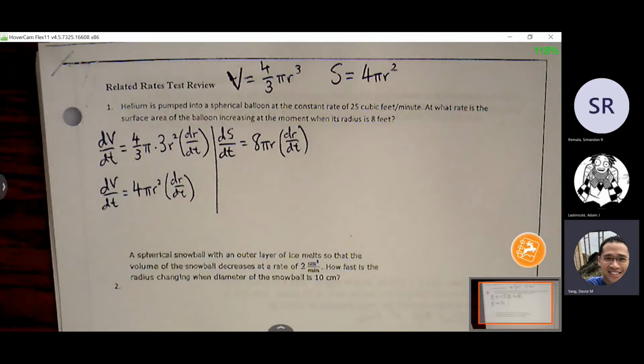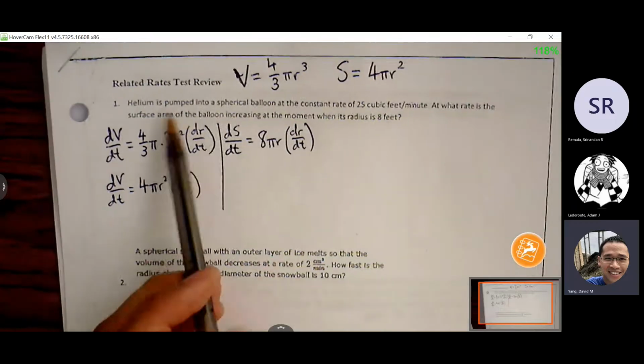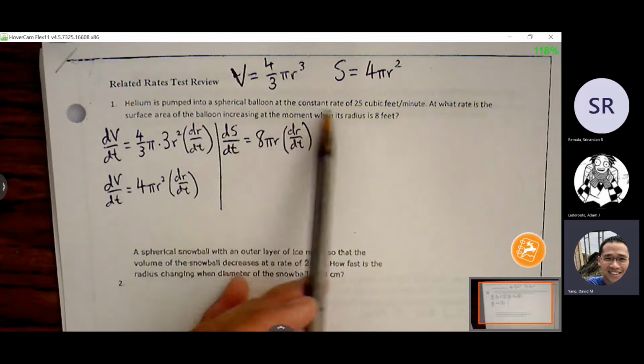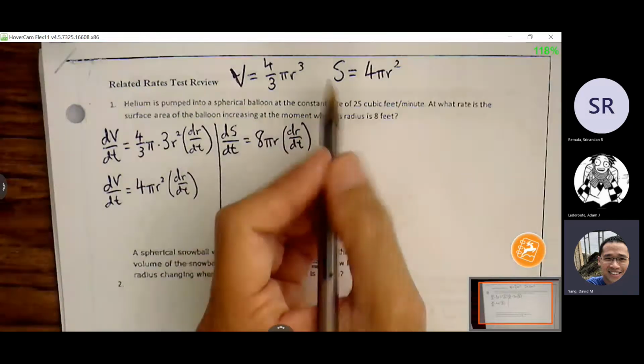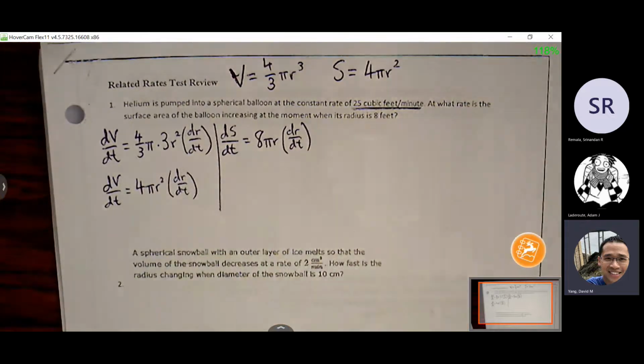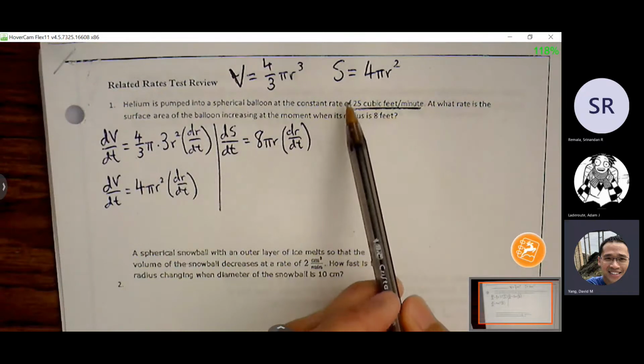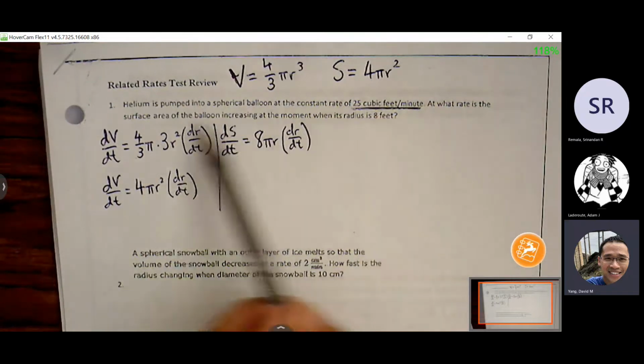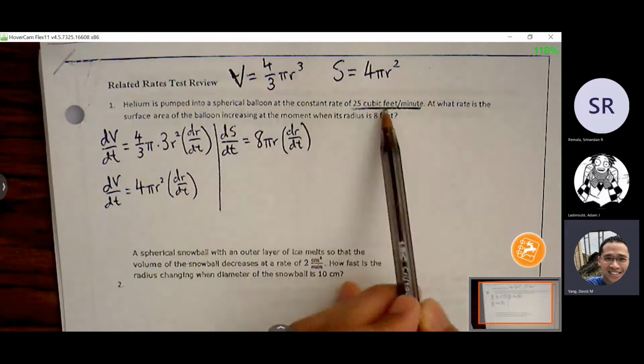The rest, we're just trying to gather information and plug them into the appropriate equations. Any questions with derivative here? Okay, let's read the problem here. Helium is pumped into a balloon at a constant rate of 25 cubic feet per minute. What variable can we assign that value to be? dV/dt, right? Positive or negative? Positive, right? Getting pumped into a balloon.